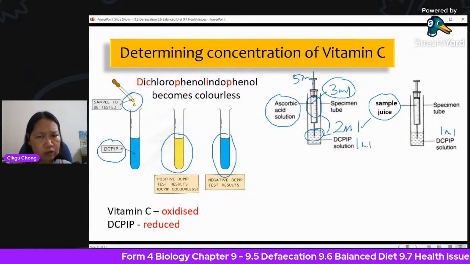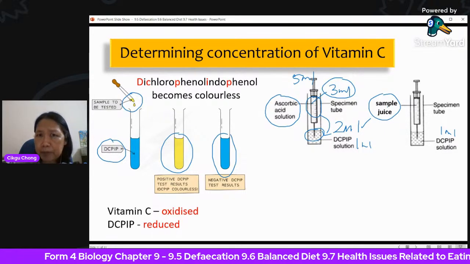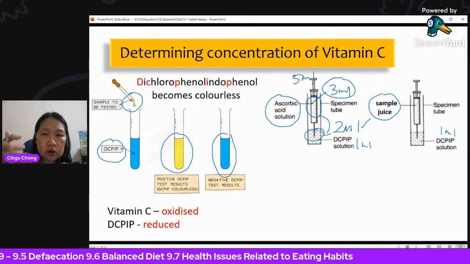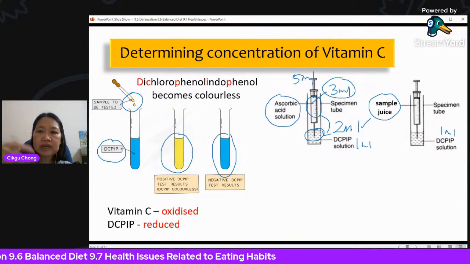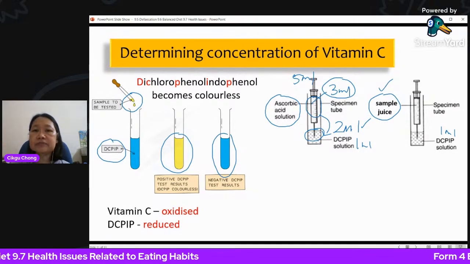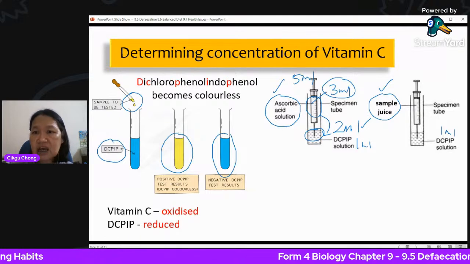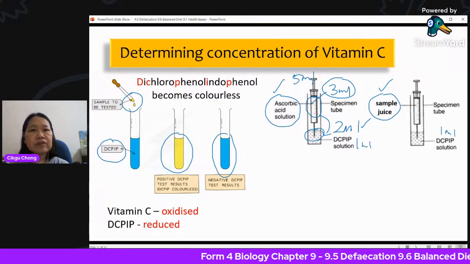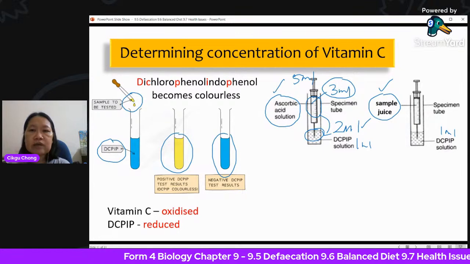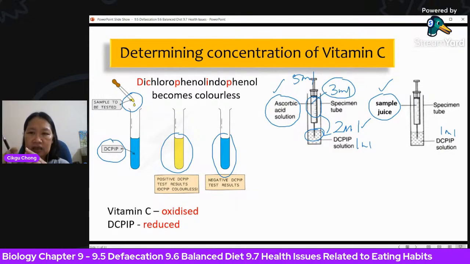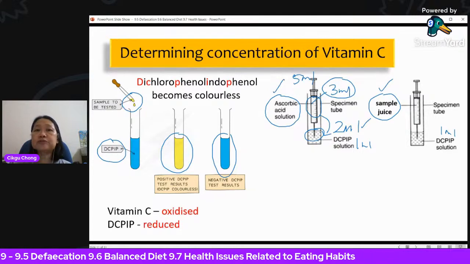Then you will find it's still blue. You find it still becomes purple, all right? That means it's not become colorless yet. You add in slowly until it becomes the sample color. For ascorbic acid, it will be colorless because your ascorbic acid is colorless. But your sample juice, depending, if you're using orange juice, then you must put in enough so that it becomes the same color as your sample juice.